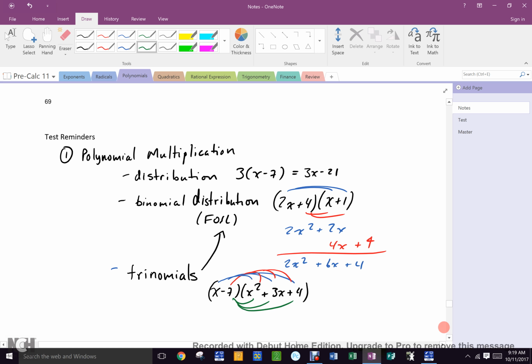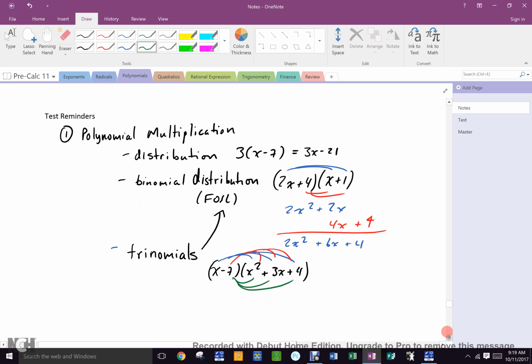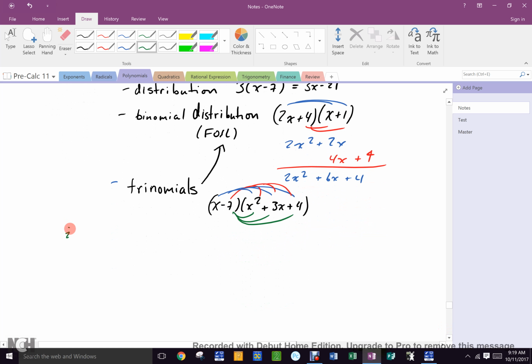That was the first thing that's going to be on this test. Polynomial multiplication. Next thing that's going to be on this test: factoring. Again, comes in three flavors. What's the first one? It's the easiest kind of factoring. Starts with a G, ends with an R, has greatest common factor in the middle. Greatest common factor. Well done. GCF. How do you do that? Find the greatest common factor, divide, rewrite.